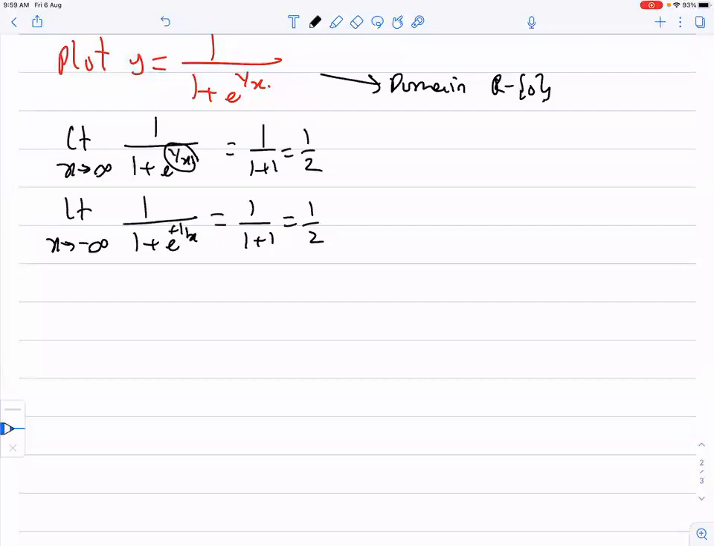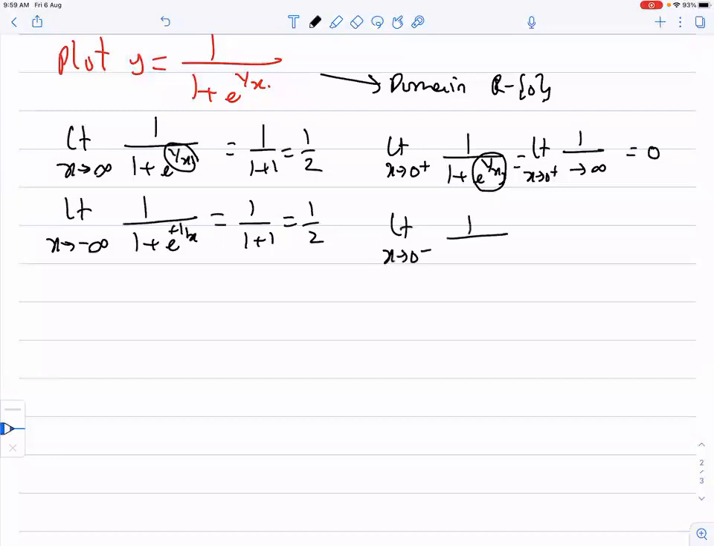Now the problem comes where x equal to 0. पे क्या हो रहा है? Limit x tends to 0 plus में, when I substitute 0 plus in 1 by 1 plus e raised to 1 by x, this is going to tend to infinity, right? e raised to infinity is going to be infinity. So 1 by infinity, this is 0. Limit x tends to 0 minus ले लेंगे 1 by 1 plus e raised to 1 by x. This is e raised to minus infinity. e raised to minus infinity से खुद 0. That is 1 by 1 plus 0. ये 1 को tend करेगा.